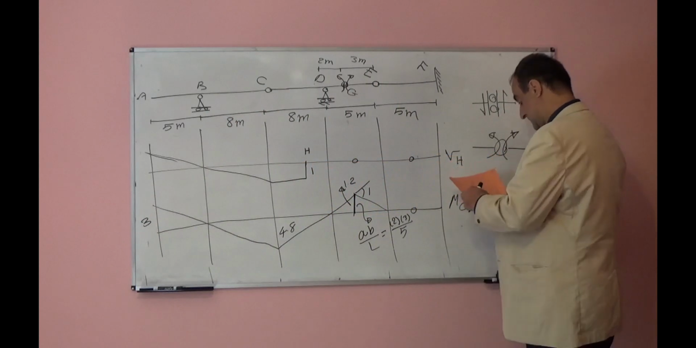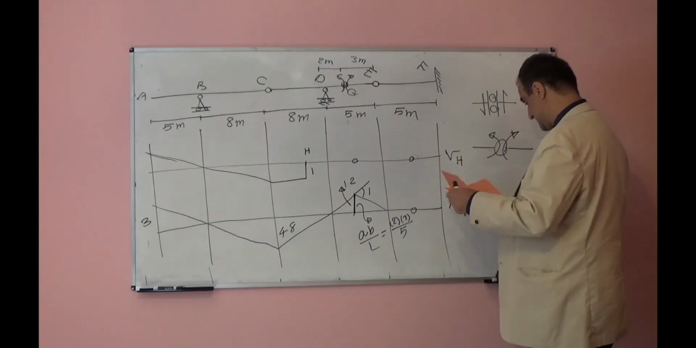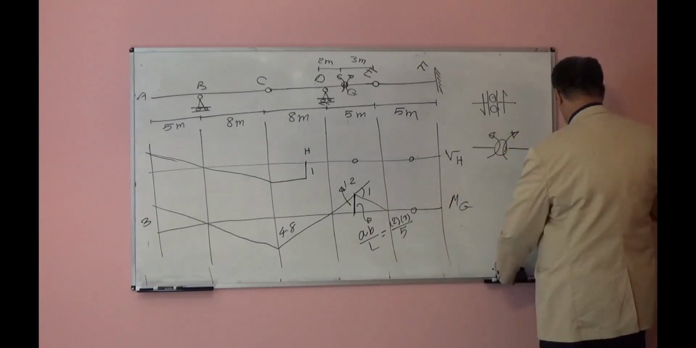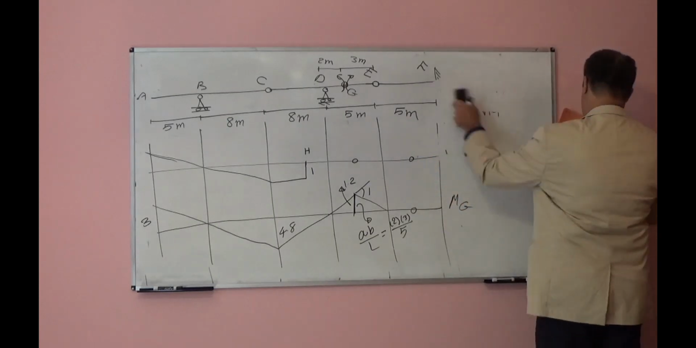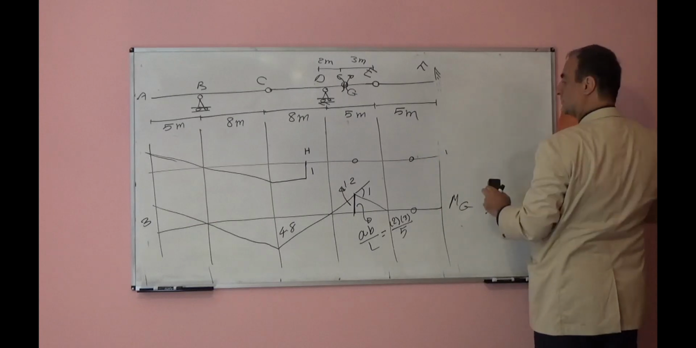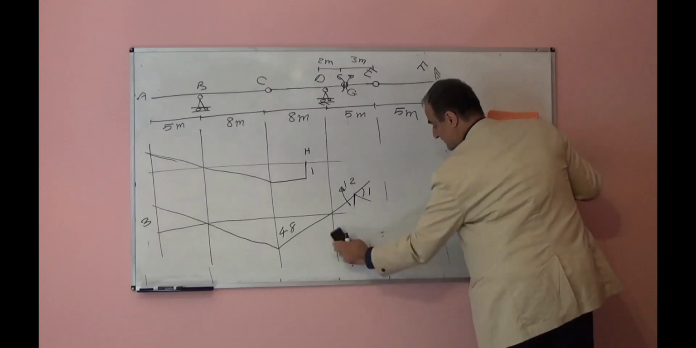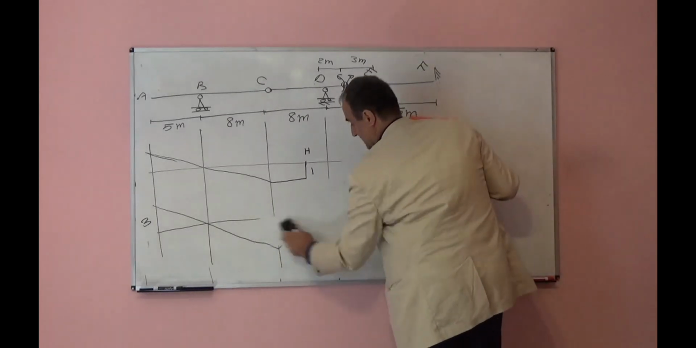I think as an introduction, this example is enough. Let's look at one more beam with an overhanging part maybe.